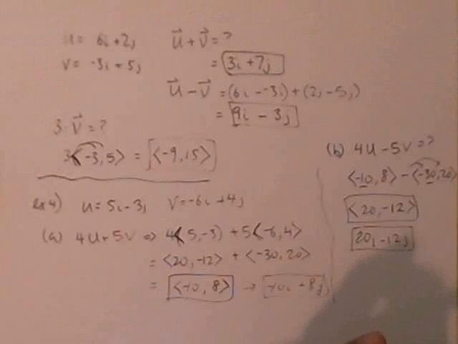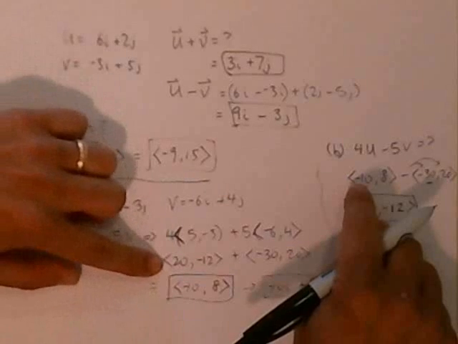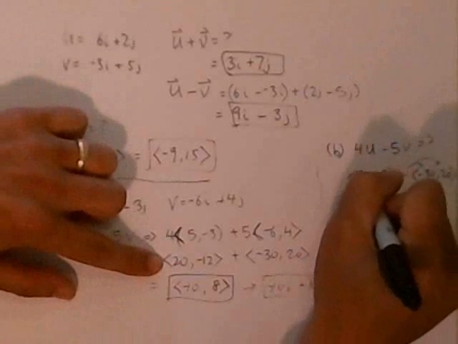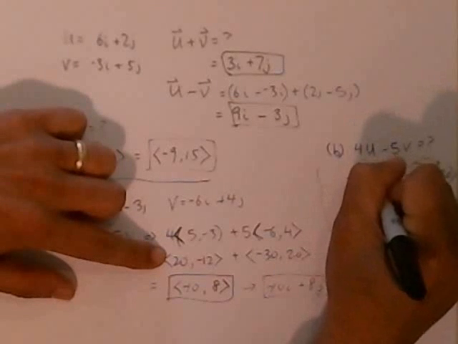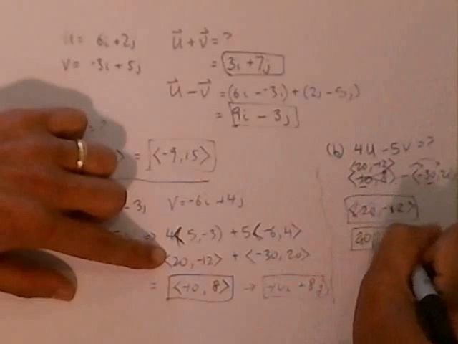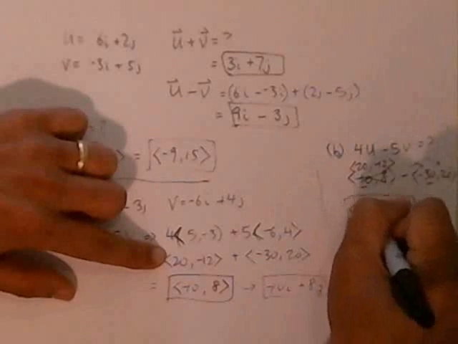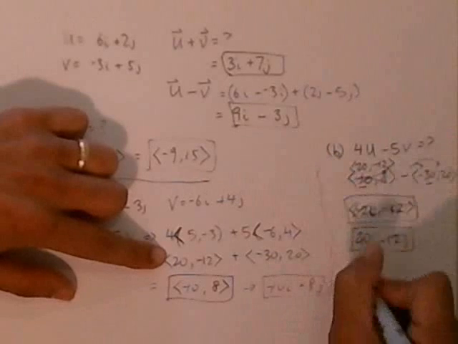I got a different answer. Oh, what am I doing here? Did I do this right? Oh, that's 20. I have to use 20 here. My bad. I should have used this notation. 20 comma negative 12. My answer is going to be different because I looked at the answer in the book. Quite a bit different. So 20 minus negative 30 is going to be 50.